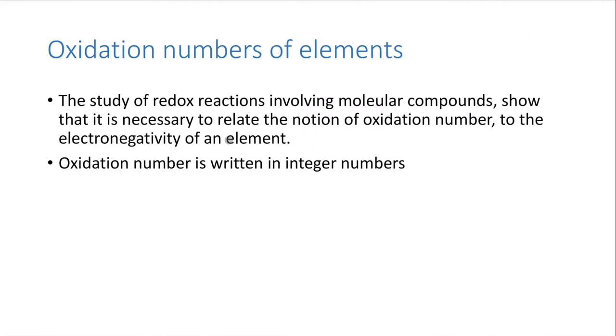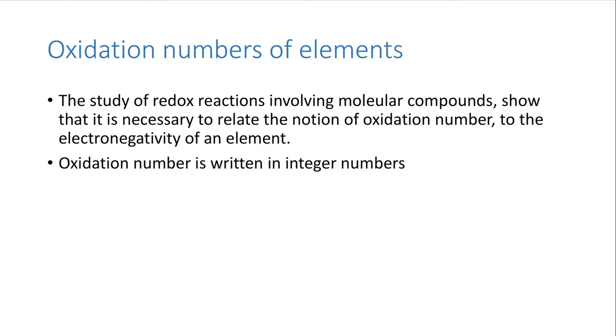So what are oxidation numbers? Why do we need oxidation numbers? And what is the reason behind having to start with the oxidation numbers? As I've mentioned before, we had simple reactions. We had Zn becoming Zn2+ plus 2 electrons. Cu2+ gaining 2 electrons to become Cu. It was really simple. The redox reaction was simple.